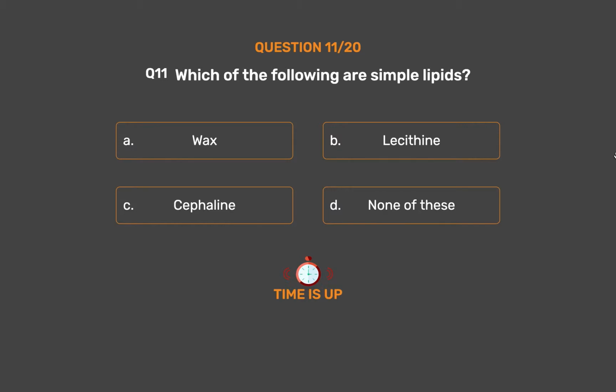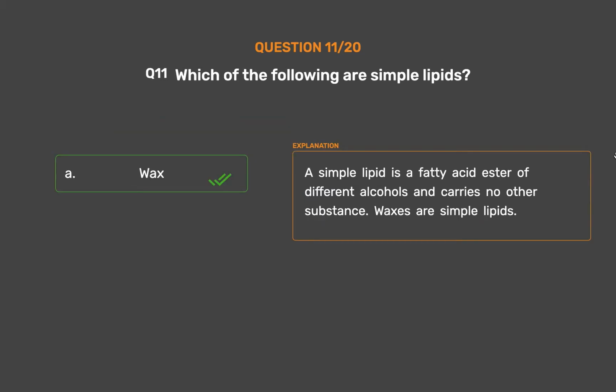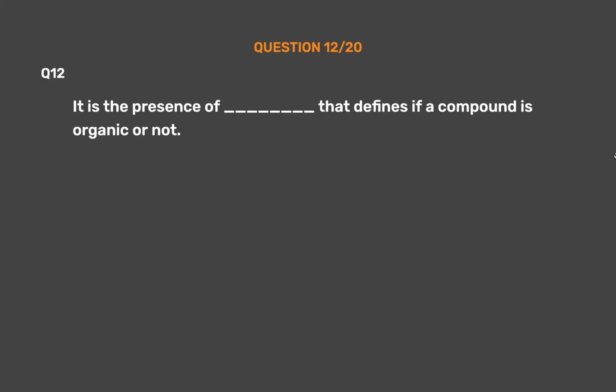The correct answer is option A. Wax. A simple lipid is a fatty acid ester of different alcohols and carries no other substance. Waxes are simple lipids.